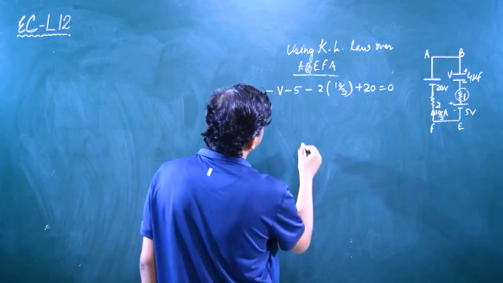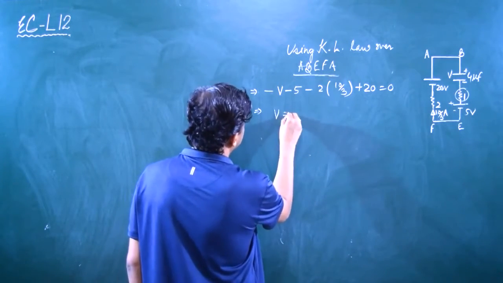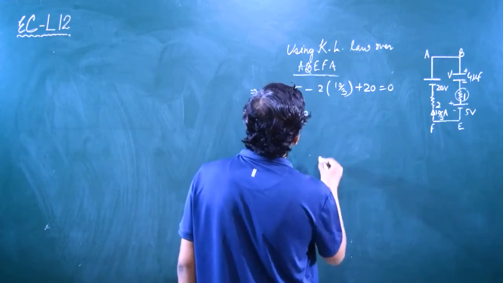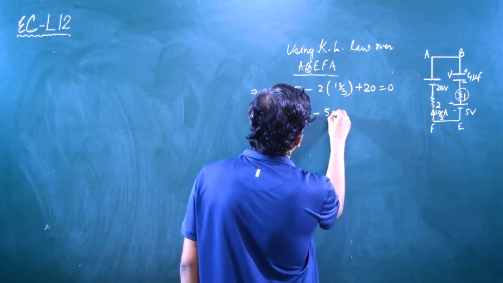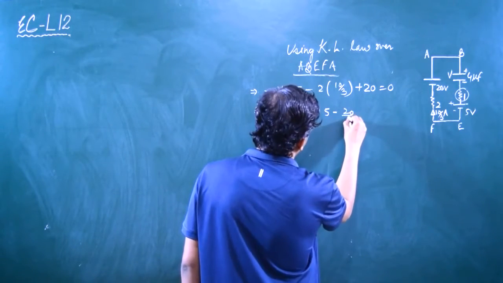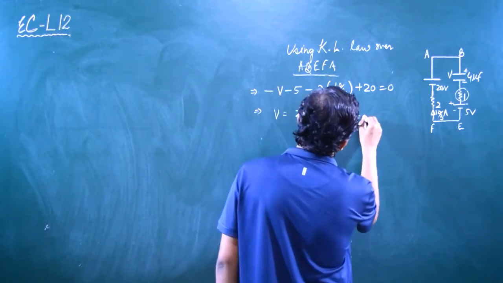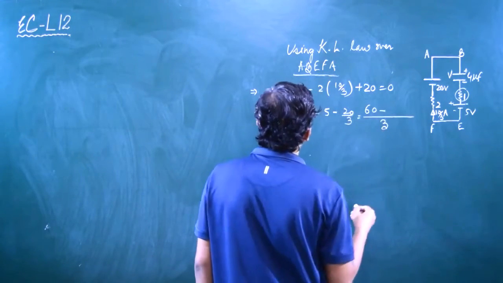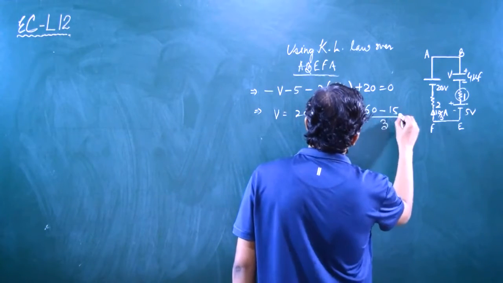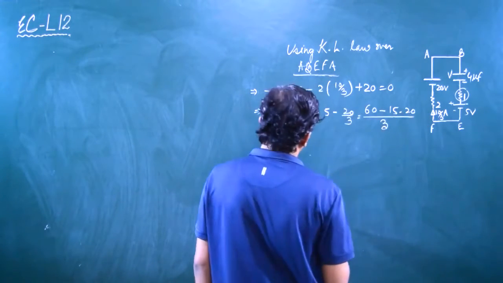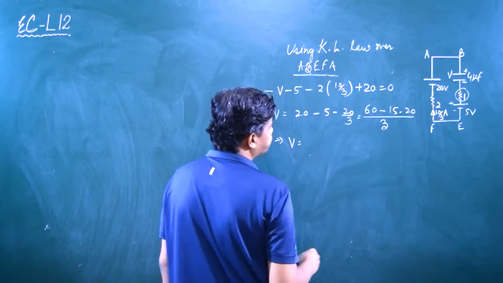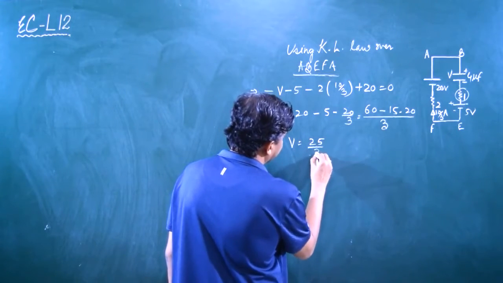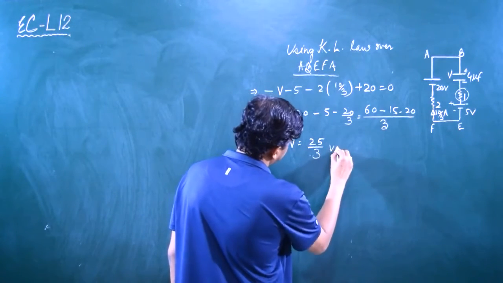Now we simplify it. What we get, V is equal to 20 minus 5 and minus 20 by 3. Okay, what we get, 3V is 60 minus 15 and minus 20. We will get 60 minus 35, that is 25 by 3 volt.